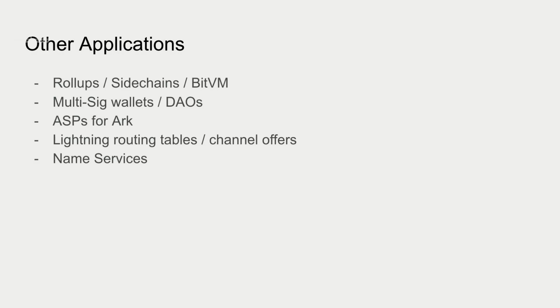Rollups and sidechains, BitVM, those are the obvious ones. You hear them talk all the time about how they're going to solve their sequencing problems. But it also works really well for things that are just as simple as a multi-sig wallet. If you have a multi-sig and you're trying to coordinate with a couple friends around how you should spend money, you all need to agree on which PSBT you're going to sign.